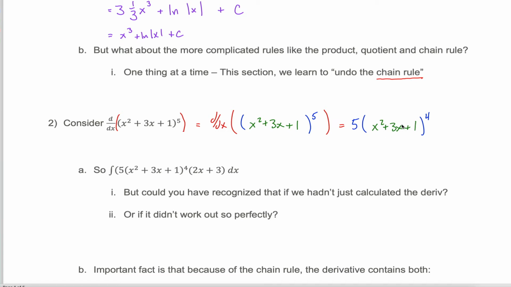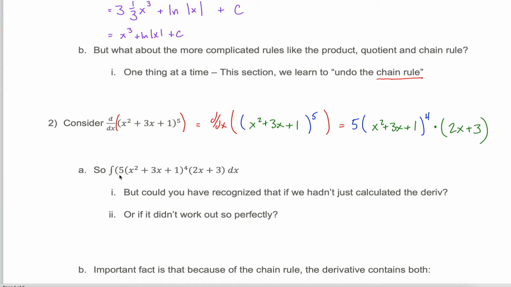But then you're not done. Since we haven't taken the derivative of the green stuff, we have to multiply that at the end. We have to multiply by the derivative of x squared plus 3x plus 1, which ends up being 2x plus 3 in this case. The derivative of x squared plus 3x plus 1 to the 5th power is equal to 5 times x squared plus 3x plus 1 to the fourth power times 2x plus 3. And you're like, yeah, we've had lots of practice with the chain rule. I can do that. I'm like, all right, cool.